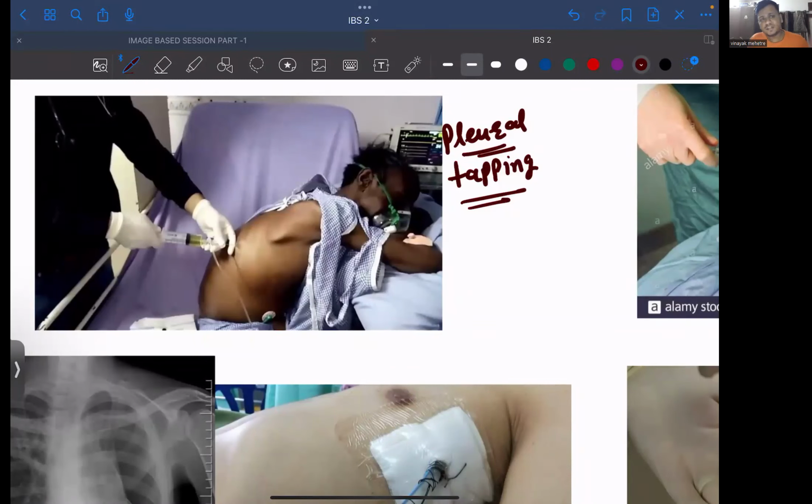If you are taking a pleural tapping sample, which investigation should be sent? What will we send first? Culture and sensitivity for bacteria, right? Then acid fast bacilli, that is TB, right? We will send AFB for staining as well as culture.